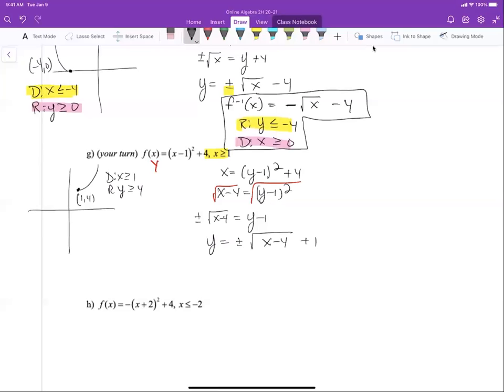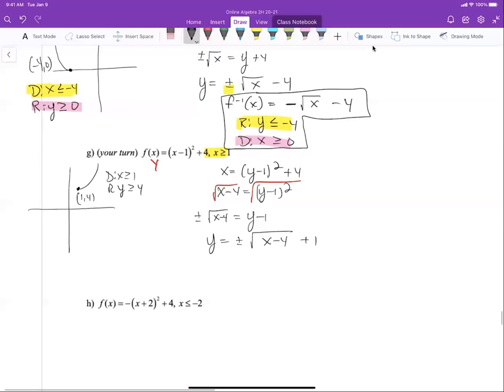All right, let's evaluate my range and domain. So I know that my range, which was my domain before, is equal to y is greater than or equal to 1. I got it from there. My domain is now what used to be my range. So x is greater than or equal to 4.